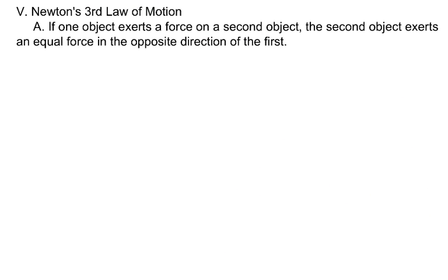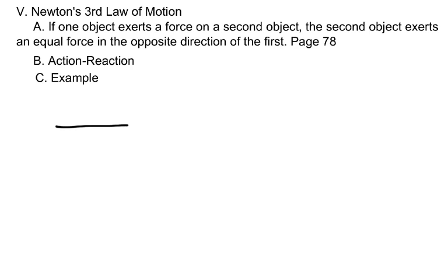All right, now Newton's third law of motion. If one object exerts a force on a second object, the second object exerts an equal force in the opposite direction of the first. This is also known as the law of action-reaction, or pairs. Whenever there's an action, there's an equal and opposite reaction. Let me give you an example of this.